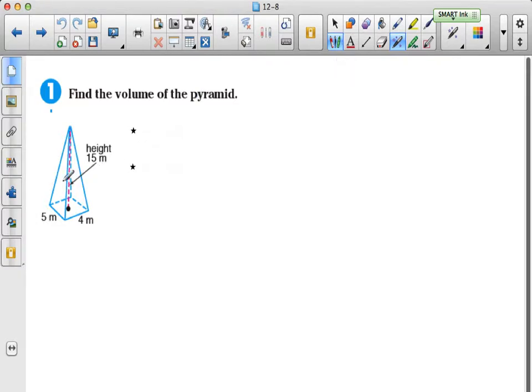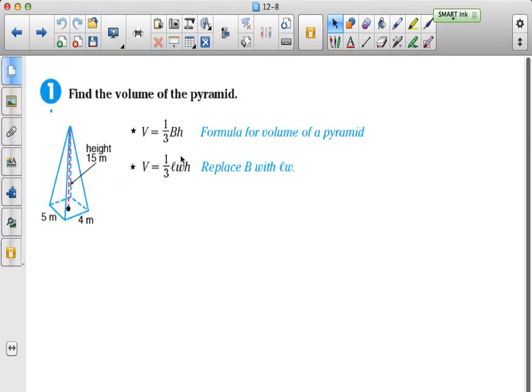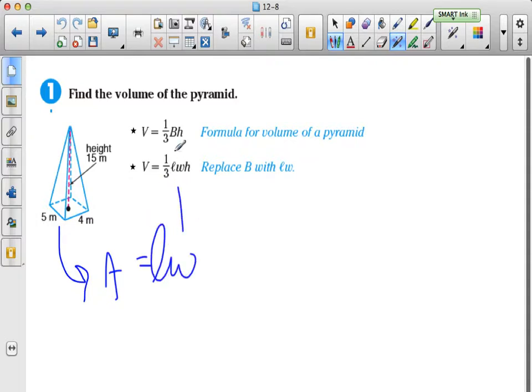if you have a pyramid with a rectangular base. Following the formula, 1/3 times base times height will give you 1/3 length times width times height. Why do we use length times width? Because the base is a rectangle, and the area of a rectangle is length times width. Thus, length times width times height.